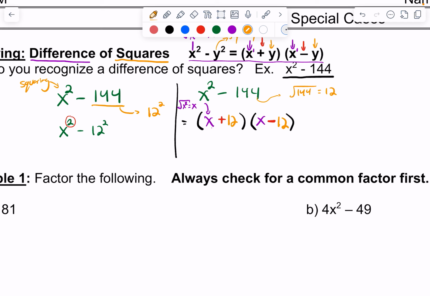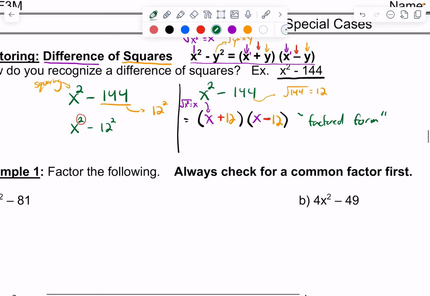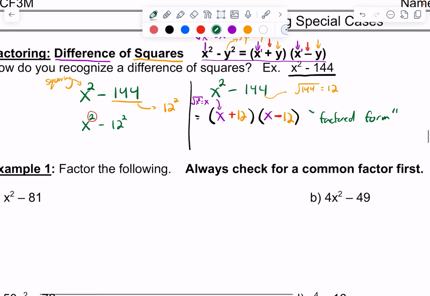So with just a little practice of knowing your square roots and being able to recognize it, you can get into this form much quicker than what we've seen before. Sorry, when I say this form, I mean factored form. This is still factored form, and you're just using another tool. Like decomposition is a tool used to get into factored form, difference of squares is a tool used to go from standard.